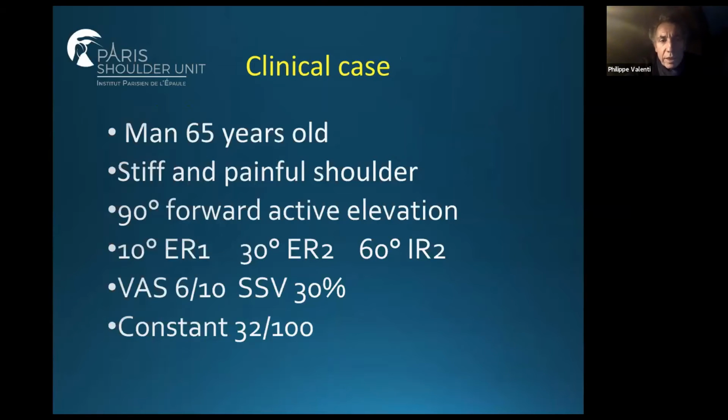I show you a case. This is a man, 65 years old, with a stiff and painful shoulder. You see that he has 90 degrees of forward active elevation, and external rotation is very painful. The value of the pain on the shoulder function is 30%, and the Constant score is 32.